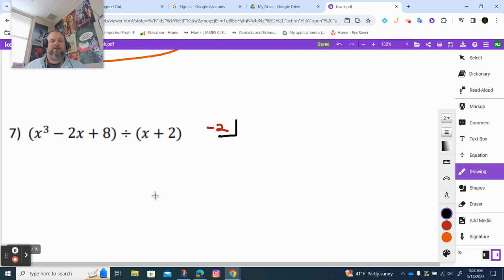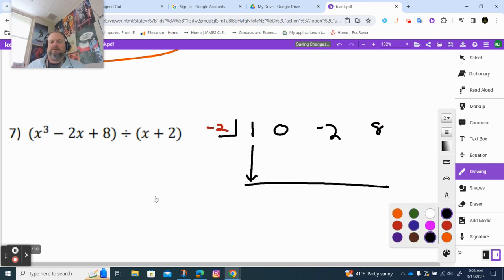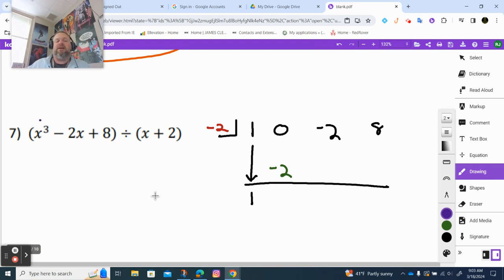Negative 2. Uh-oh. We're missing a squared term this time. So 1, 0, negative 2, 8. Negative 2. Yes, whatever it starts with, like if it's to the fifth, every power has to be recognized, even if it isn't there.